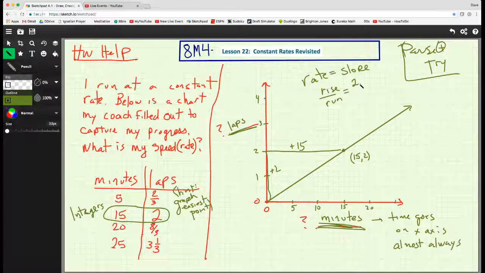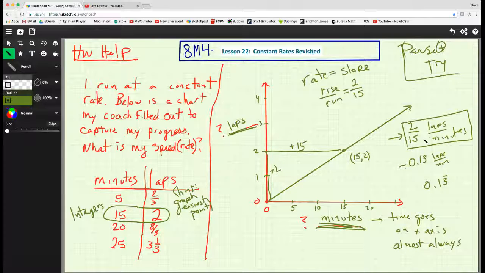So 2 over 15. So I go 2/15 laps, my y units over my x units. So 2 divided by 15, for those of you who want to keep score at home, that's about 0.13 laps per minute. But that's not an exact number because this is a repeating decimal. It's actually 0.13 infinite. So the best answer is 2/15 laps per minute because it's exact. That is my rate, that is my speed in laps per minute.